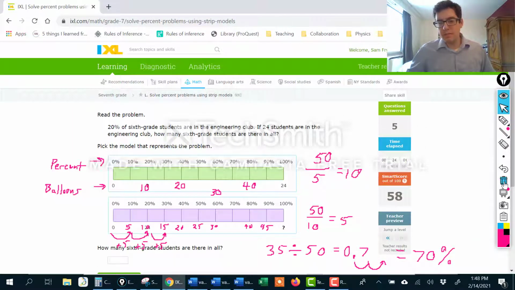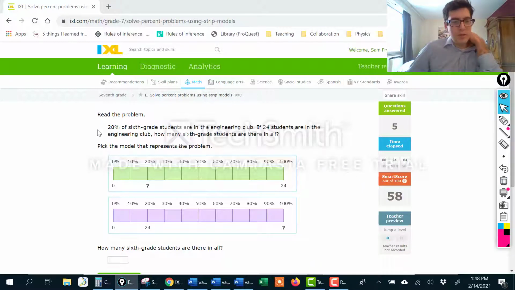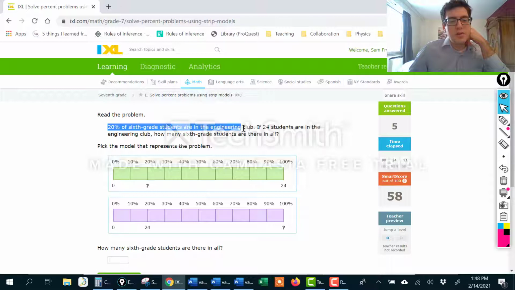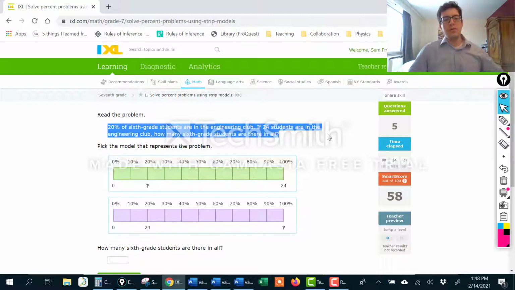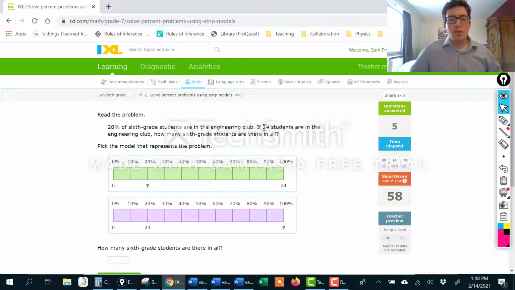All right, let's see if this problem is different from the ones we've done already. 20% of 6th grade students are in the engineering club. If 24 students are in the engineering club, how many 6th grade students are there in all? All right, so 24 is not the total number of students. 24 is just the number of students in the engineering club. So 24 should not correspond to 100% like it does over here. 24 is just the students in the engineering club, which is 20% of all the 6th grade students.